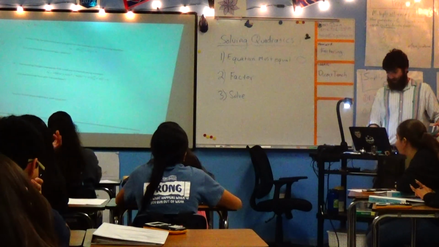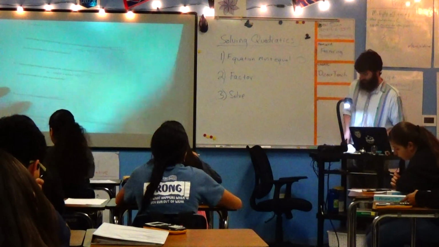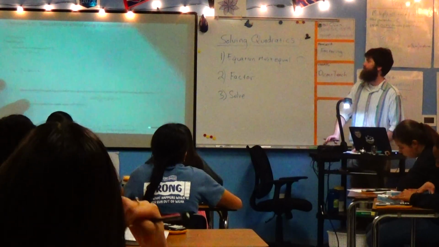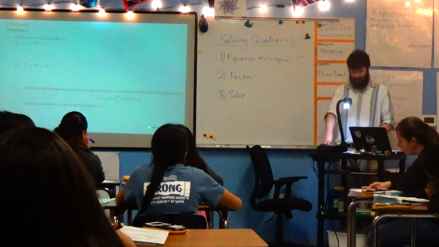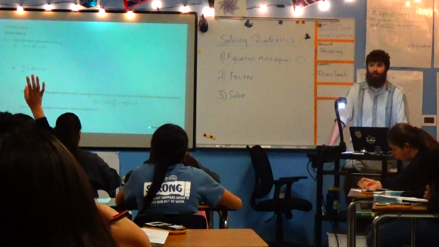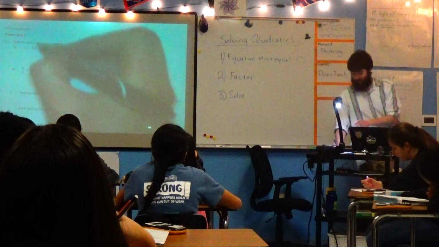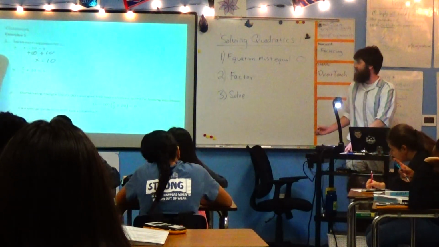Alright, if we look at exercise 1. We're asked to solve for x. So when I have x minus 10 equals 0, how do we solve for x here? Well, we do both sides. What do you think, Abby? Add 10 to both sides, perfect. We get x equals 10.